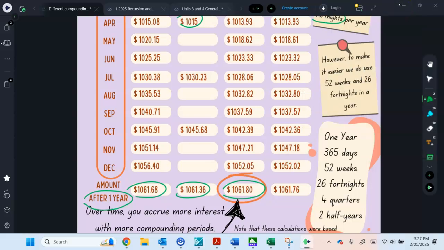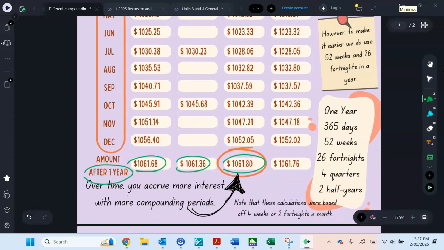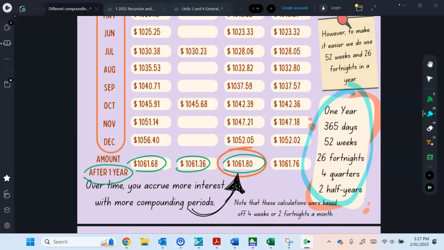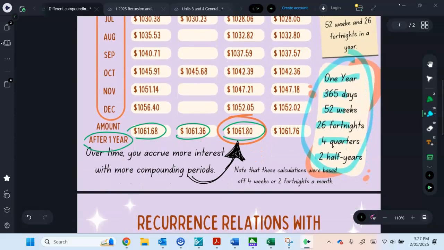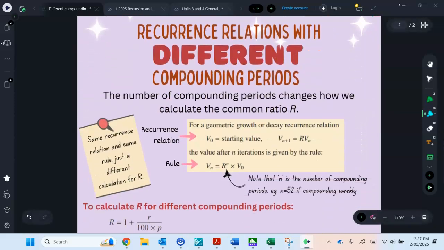All right. What I've got written here is your number of compounding periods per year. So there's 1 in a year, obviously, 365 days, 52 weeks, 26 fortnights, 4 quarters, and you might have half yearly, so 2 half years.